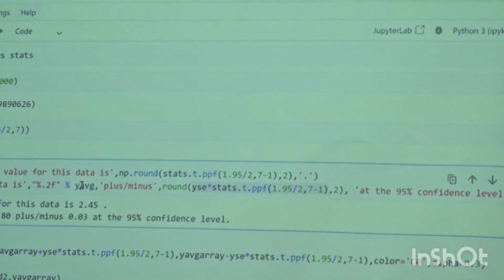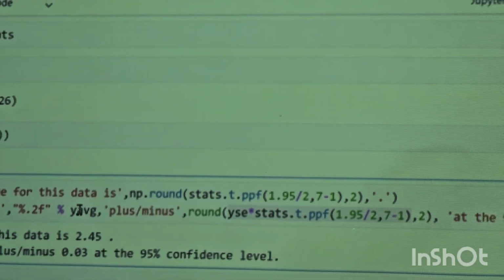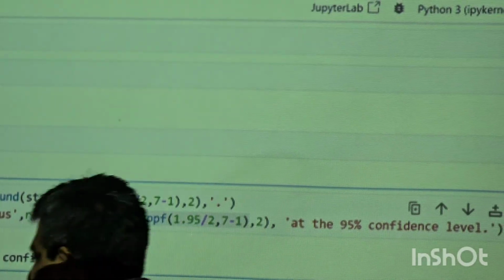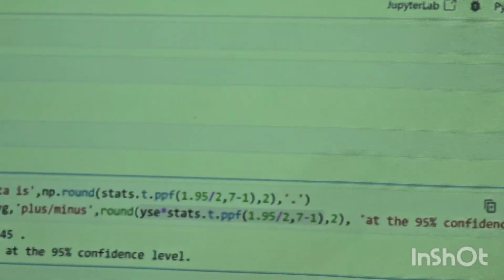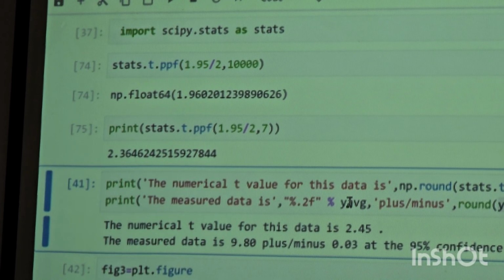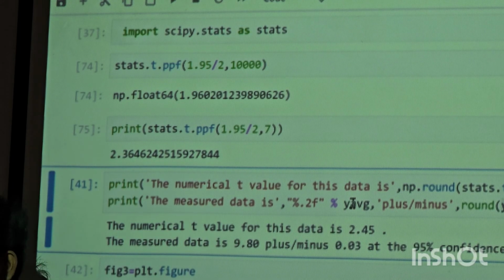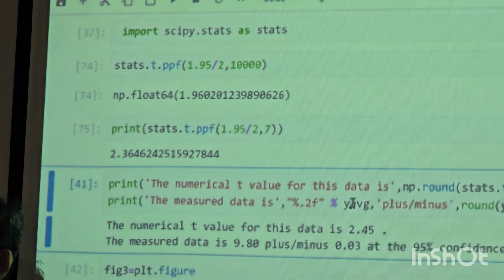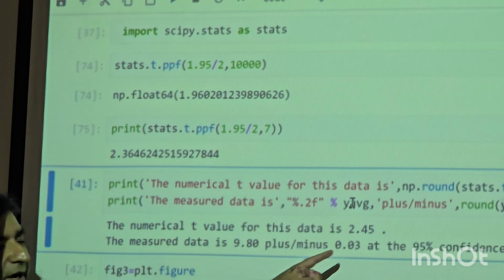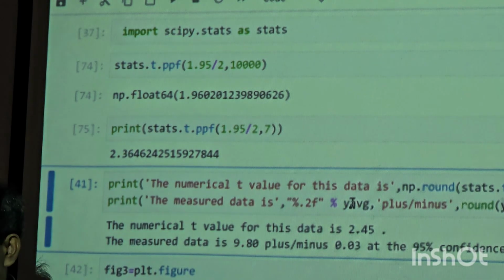This 0.03 is actually this standard error multiplied by the t that I find from the point percentage function. So my final measurement outcome would be, and I would state in clear words and declare, that the measured data is 9.80 plus minus 0.03 at the 95% confidence level. This is a complete measurement outcome.